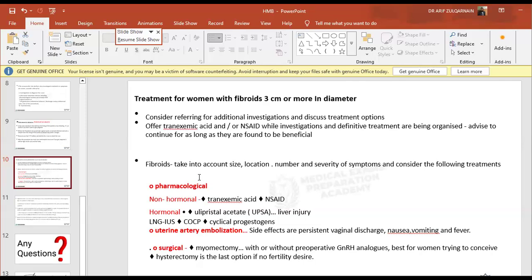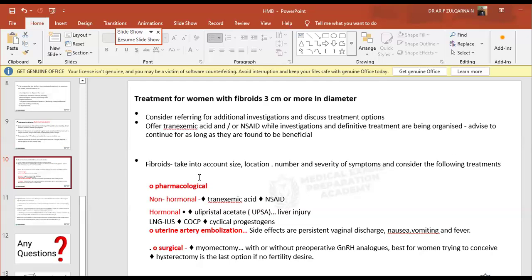Okay. Among the pharmacological treatments, non-hormonal treatments are tranexamic acid and the NSAIDs. And we can explain to her that they reduce the bleeding, but they can cause stomach upset. And if you don't respond to these treatments after 3 months, we will move to the next line of treatment. And among the hormonal treatments that are being used in a patient with heavy menstrual bleeding who has fibroids, there is ulipristal acetate, but it can cause liver injury and it is not available in Pakistan.